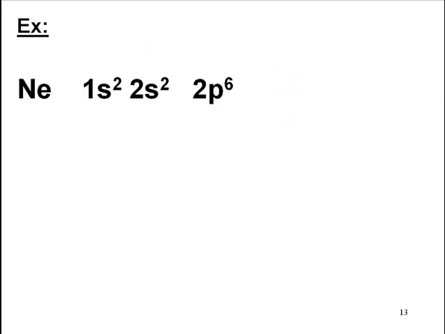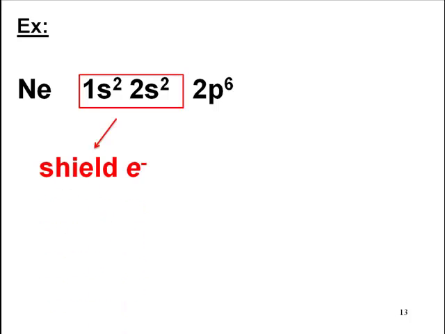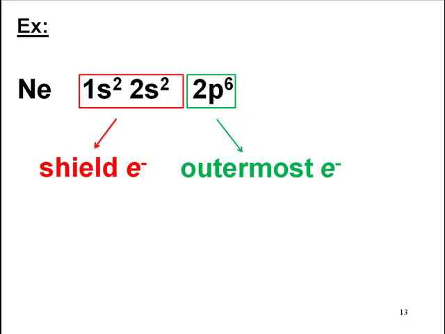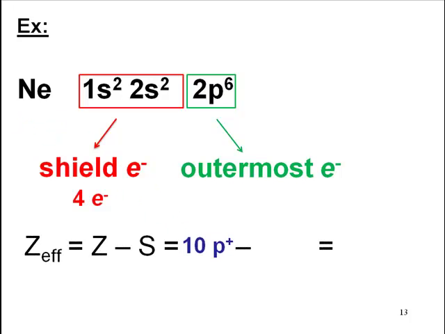So here's an example, neon. We look at neon, we look at its shells. These are the ones that are shielded. These are the ones on the very outside, the 2p6. So those are the shielded electrons. And these here are the outermost electrons. There are 4 electrons in the shield, and there are 10 protons in neon, because it's the 10th element. So we take the 10 protons and subtract the 4 electrons, and that gives us a charge of what? 6 positive. That positive 6 charge is called the ZF for neon. So it has a very high positive 6 charge on the nucleus.